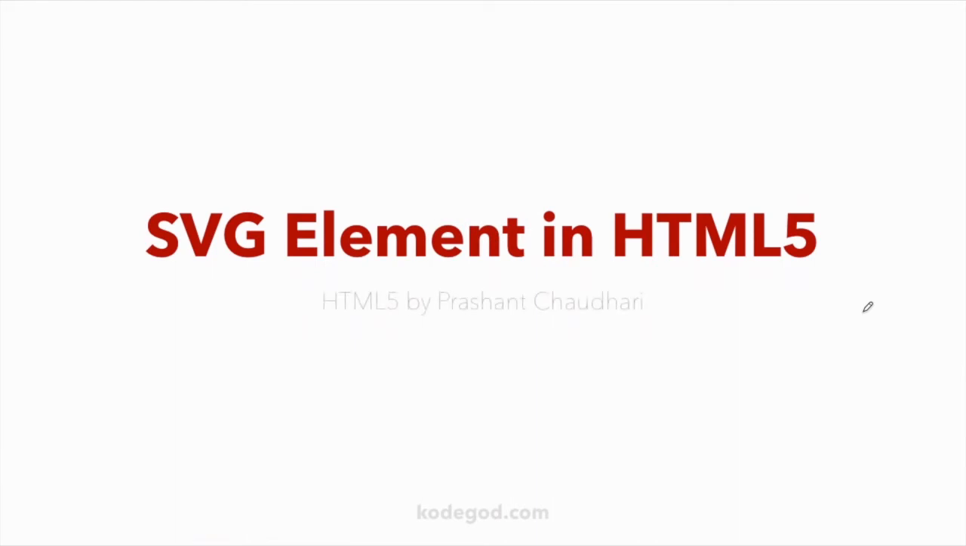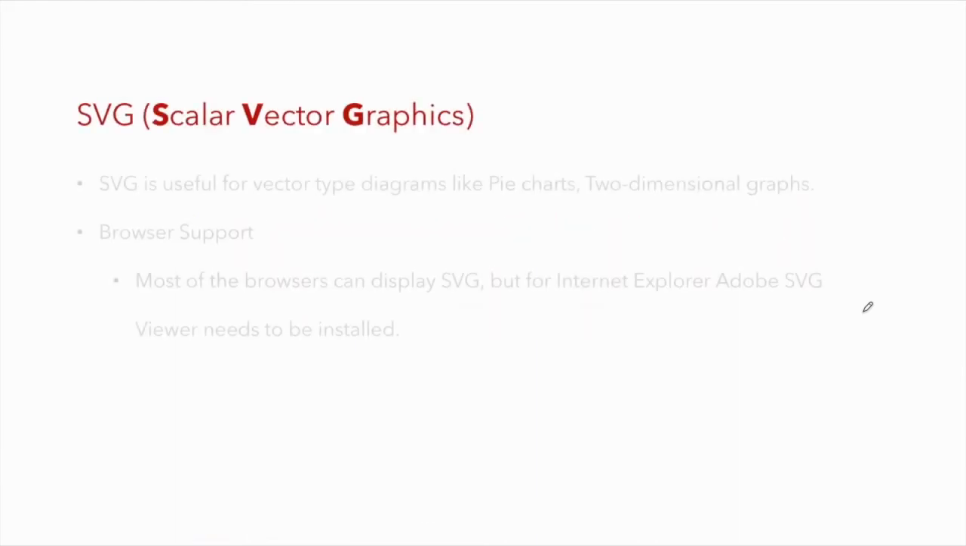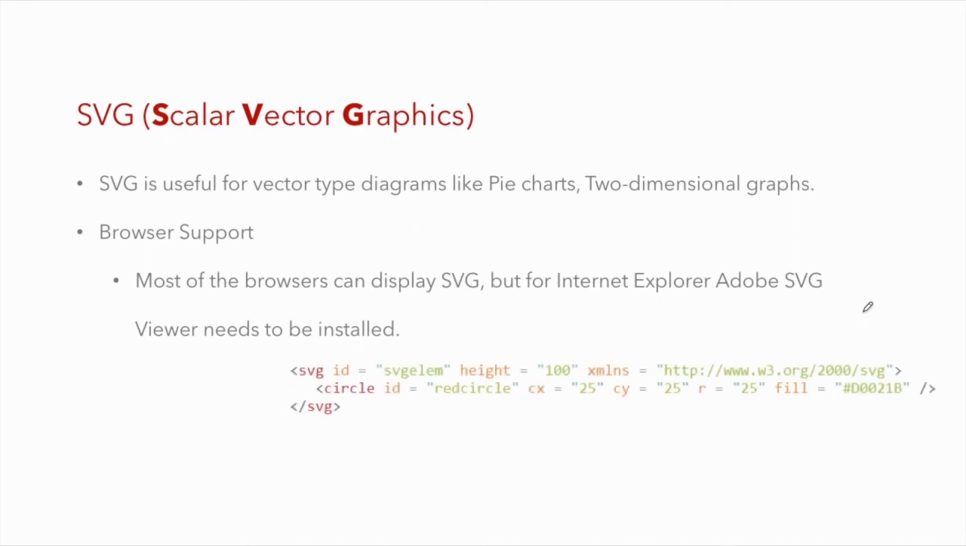The next tag that we are going to see is the SVG tag. SVG is very useful for vector type of diagrams. Like graphs, two-dimensional graphs, or some logos which are based on vector graphic concepts, those are drawn in the HTML page using SVG tags. Talking about browser support, SVG tags are displayed in all the modern browsers, but for a few versions of Internet Explorer you will require the Adobe SVG viewer. If that is not there, then SVG tags may not be visible. But as I said, most of the modern browsers support SVG.